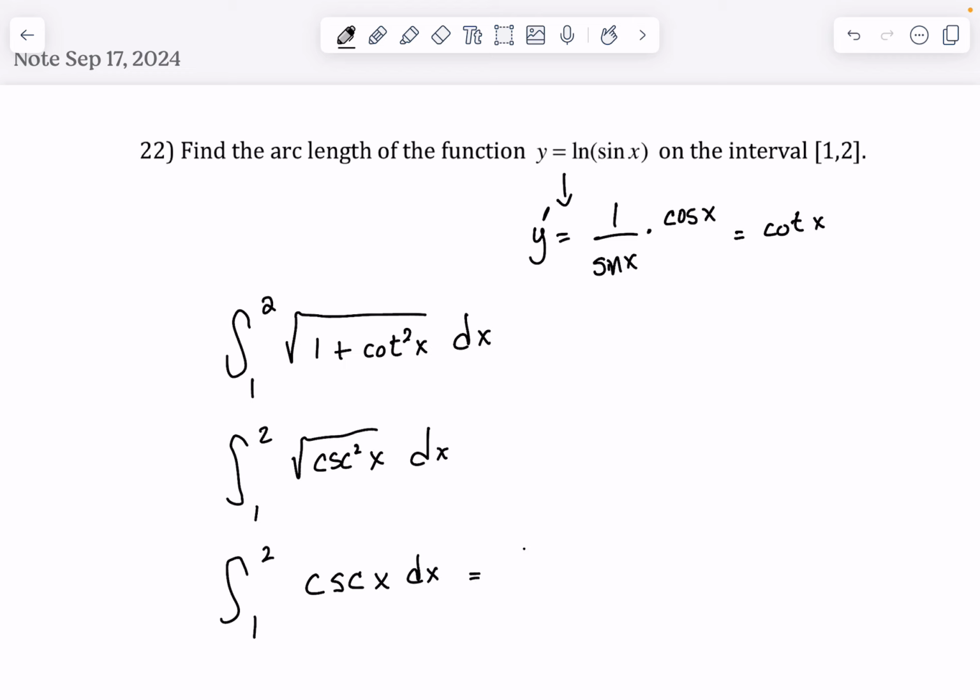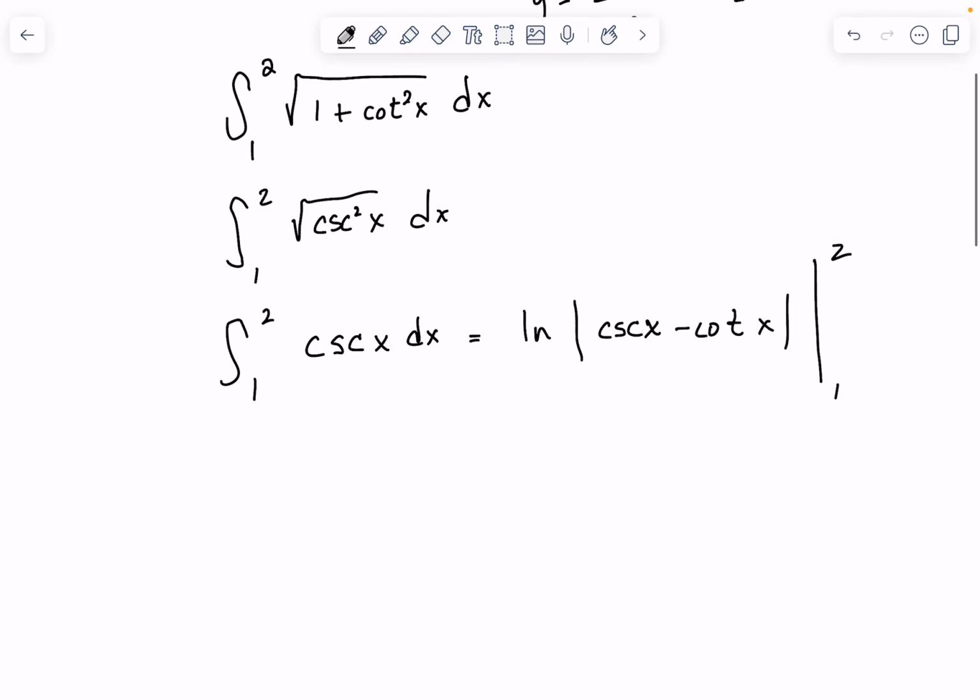And the antiderivative of cosecant is the natural log, absolute value, of cosecant x minus cotangent x. And then evaluate that from 1 to 2. And of course I need to substitute the 2 first of all, but before I do that, my calculator doesn't have cosecant or cotangent, so I'm going to rewrite this as the natural log, and in place of cosecant put 1 over sine, and in place of cotangent put 1 over tangent. That way I can use my TI-84.